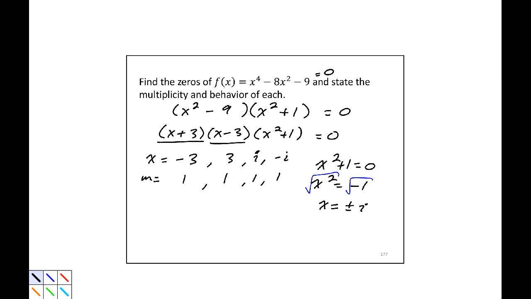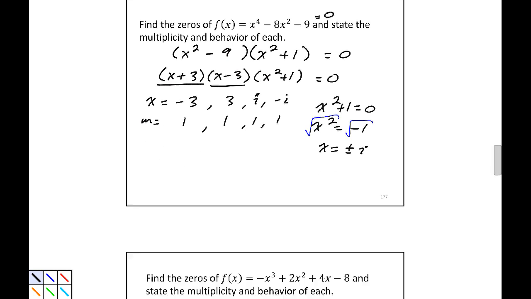But if you add the multiplicities up, 1 plus 1 plus 1 plus 1, that's 4, which is the degree of the original function. So those imaginary roots actually do play a role. They just aren't very useful for graphing.